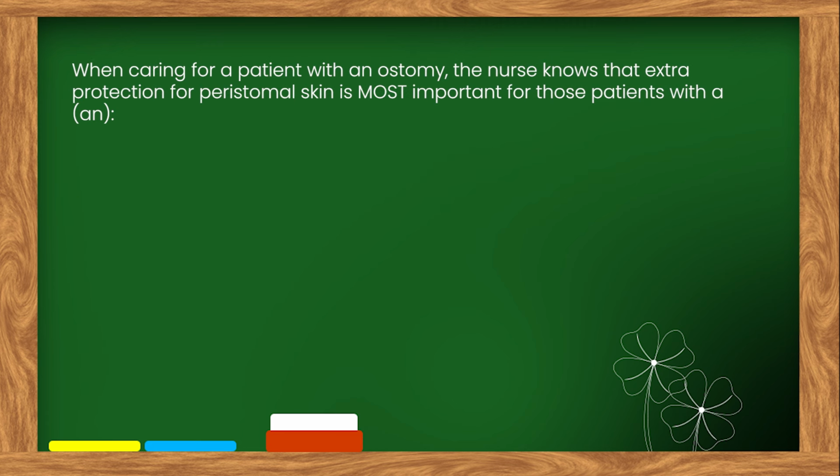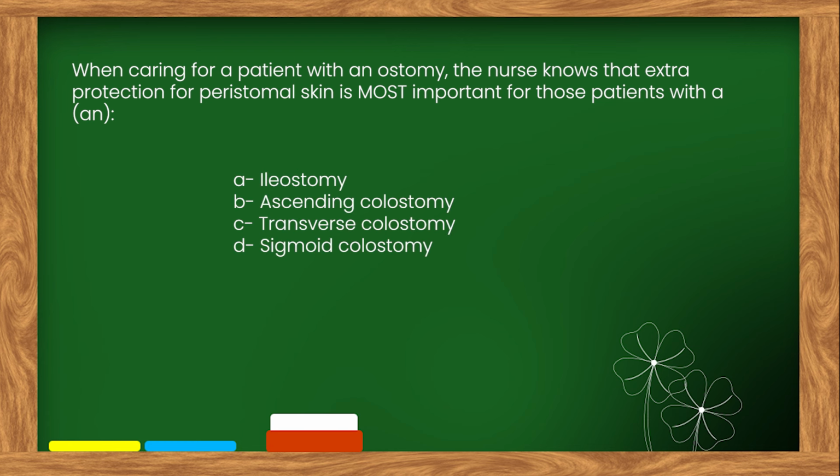When caring for a patient with an ostomy, the nurse knows that extra protection for peristomal skin is most important for those patients with a. And the options are A. Ileostomy, B. Ascending colostomy, C. Transverse colostomy, D. Sigmoid colostomy.